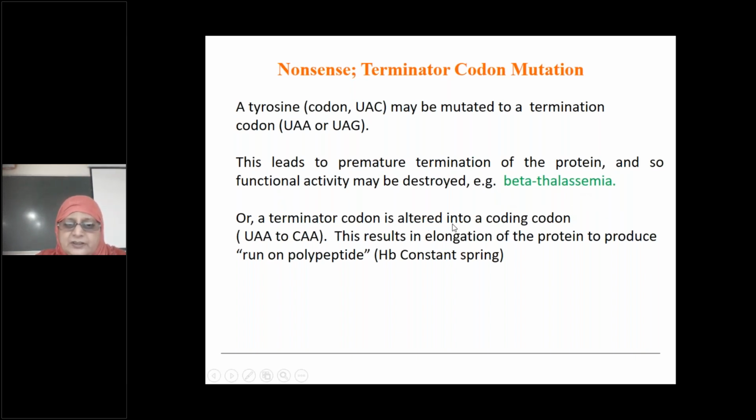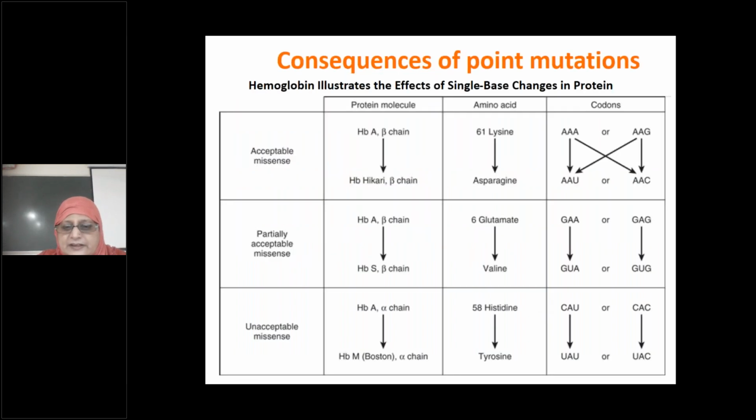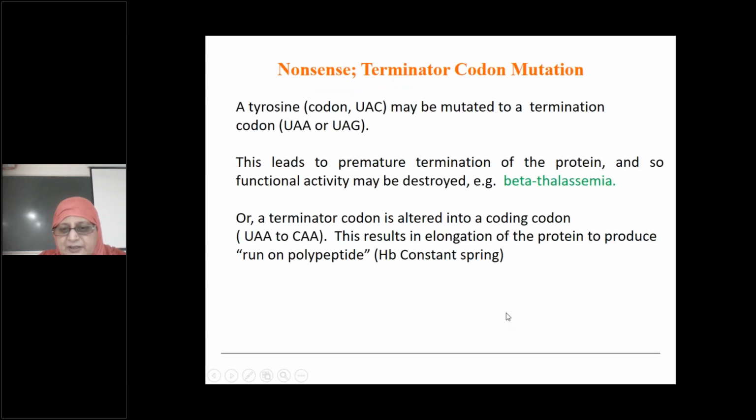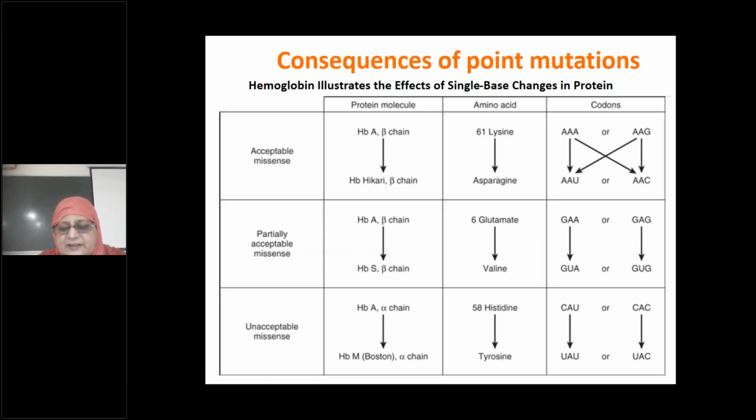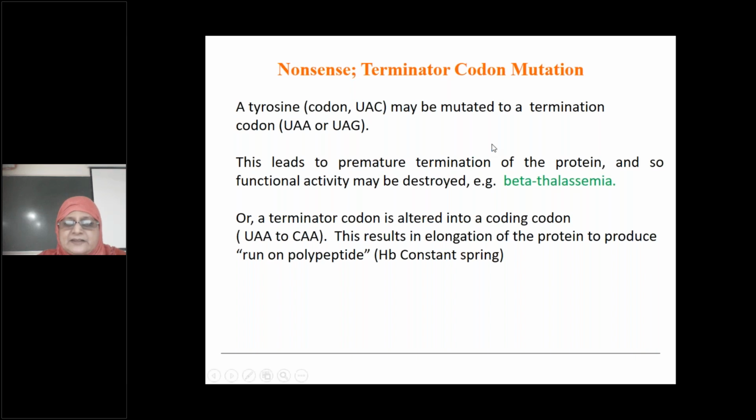Or a terminator codon is altered into a coding codon. This will result in elongation of the protein to produce a run-on polypeptide like hemoglobin Constant Spring. So here actually this is not an example of what I told you about beta thalassemia. Here I'm just showing that tyrosine again is being replaced. It may be mutated to a termination codon, as in beta thalassemia.